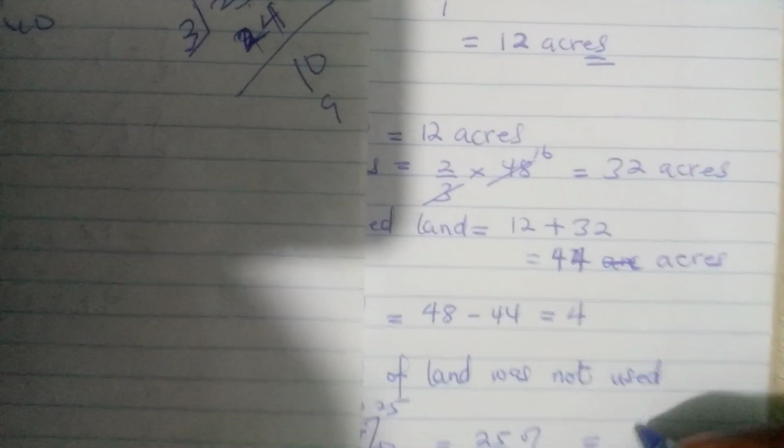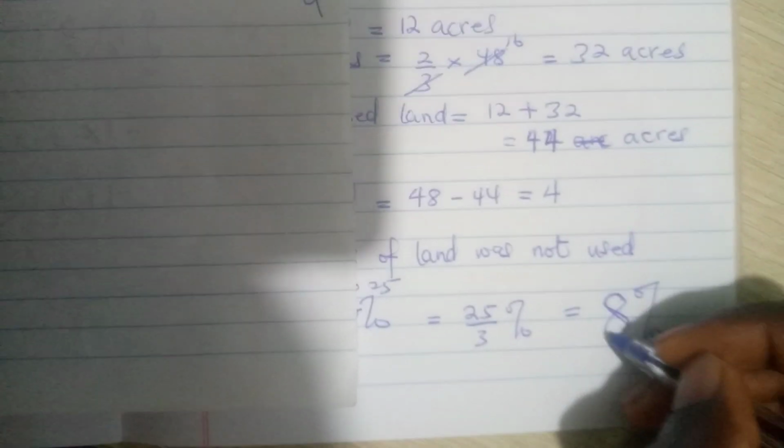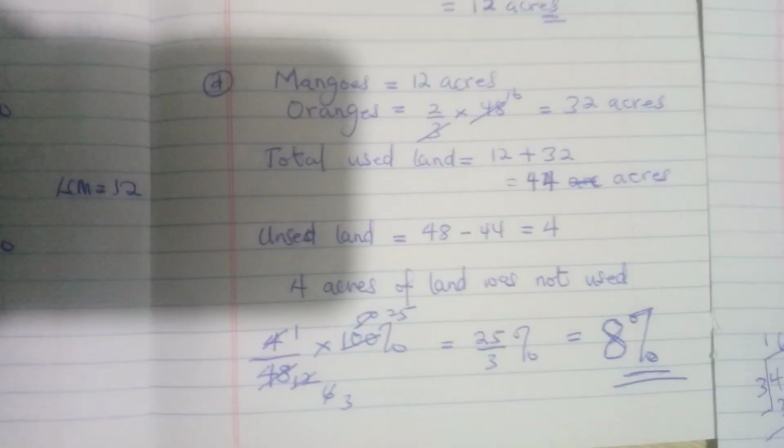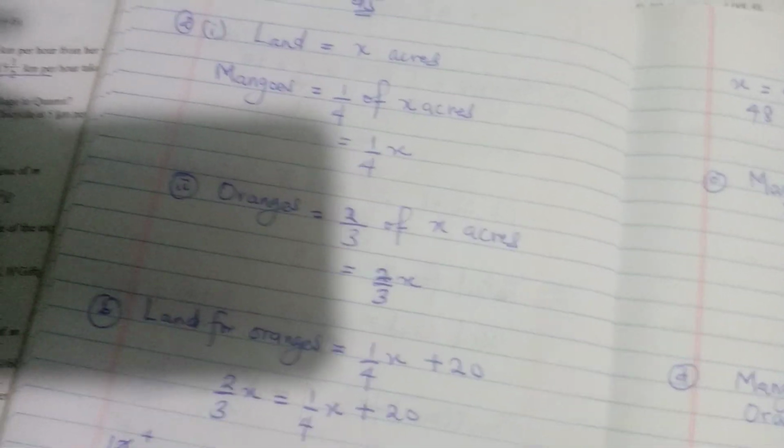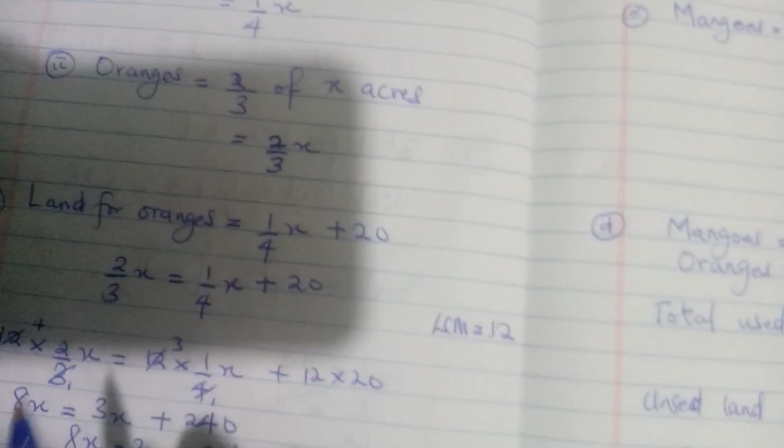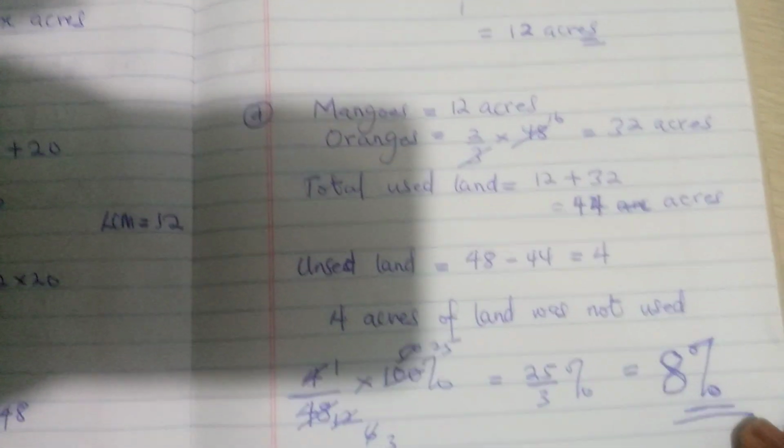So the question said correct to the nearest whole number. So let's use long division to divide. We have 3 times 7 is 21. 3 times 8 is 24. 3 times 3 is 9. So correct to the nearest whole number is going to give you 8%. So this is the portion of the land that was not used. And this is the BECE question 5 solution. All that we need to do is to know what the question is demanding from us, and we should just solve it. We apologize if we've sped up for that.